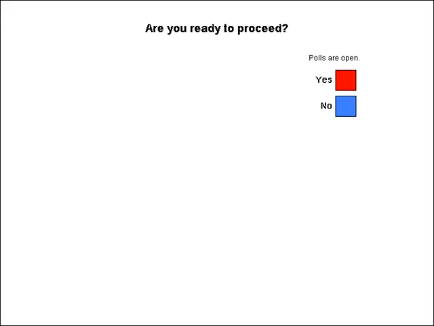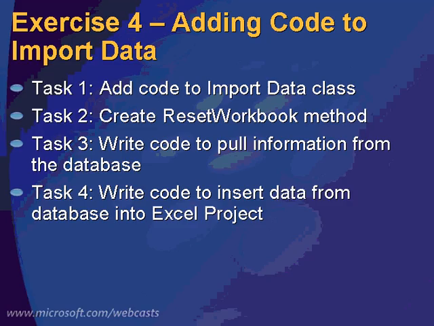Everyone, that was the end of exercises 1, 2, and 3. So now we are on to exercise 4. Here we go, adding code to import data. This is going to have 4 tasks. The first task is adding code to the import data class. Then we're going to create a reset workbook method. Then we're going to write code to pull information from the database. And the last task is to write code to insert data from the database into our Excel project.